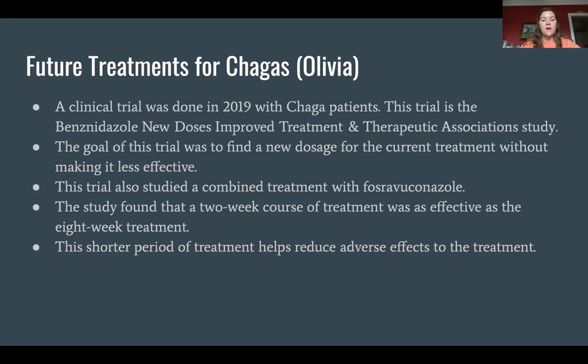And then they also did a study of a combined treatment with fluorouracil, which is a broad spectrum antifungal drug. So they did this study for 2 weeks. It was a 2-week course of treatment, which was just as effective as the 8-week treatment, which is very beneficial because it helps prevent adverse effects of the treatment. So you lessen side effects like that can just not be good. And then I also found one that was talking kind of about using synthetic drugs, but they didn't really have a lot of information on that one.